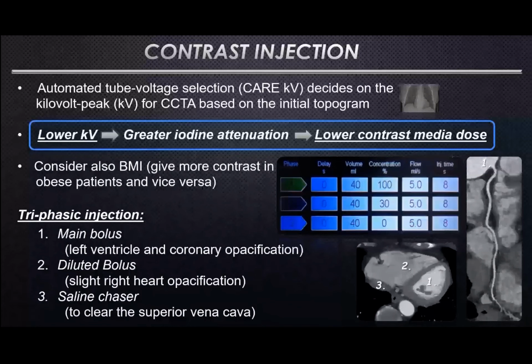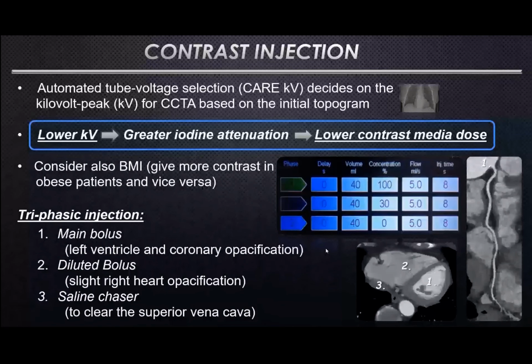With the dual cylinder injector protocol, this looks like this. For instance, here in a routine 80 kV scan, we choose 40 milliliters of contrast media at 100% concentration. The flow rate was 5 milliliters per second. And then you can also see the injection time of the first, the second, and the third bolus. This sums up to 24 seconds and is almost the average of the preset delay on the scanner, which would be about 23 seconds. This would be an optimal case in an 80 kV scan.